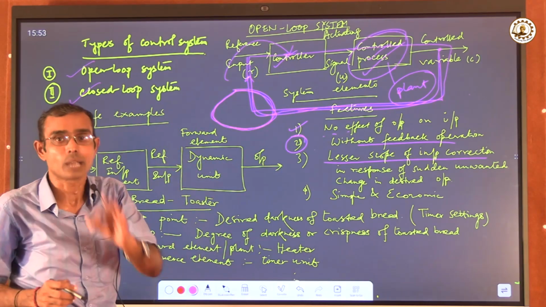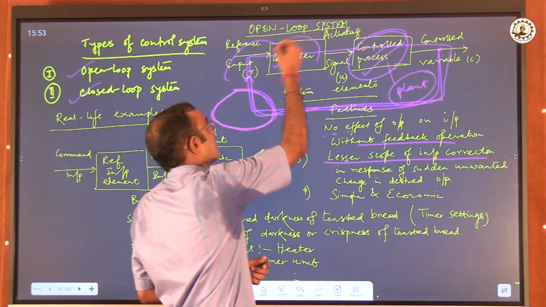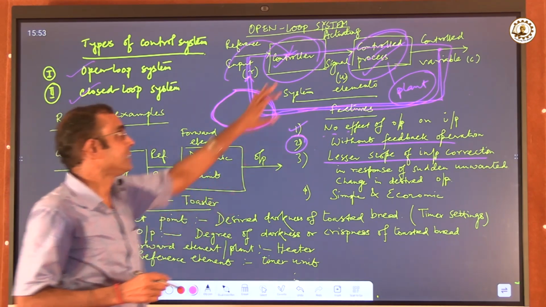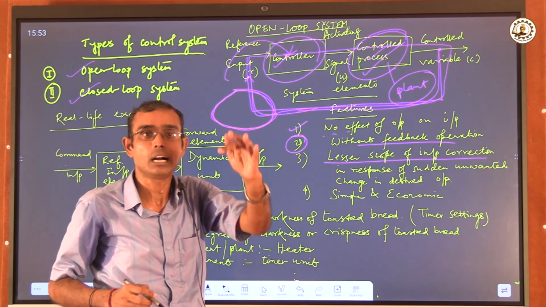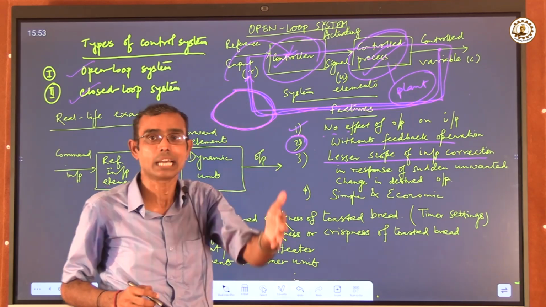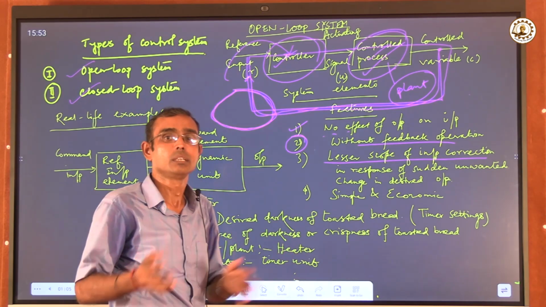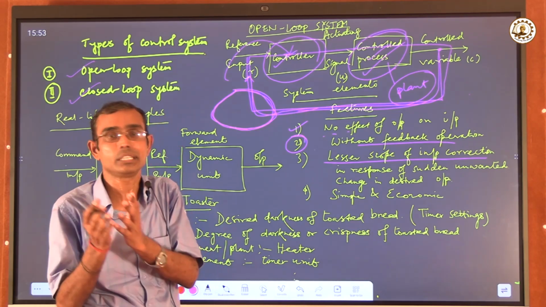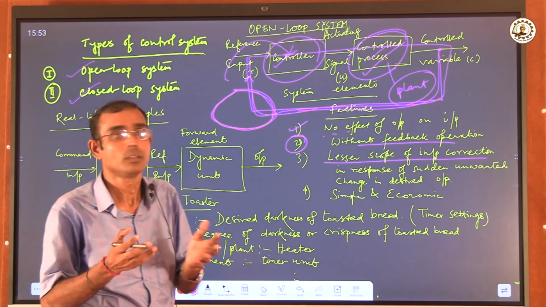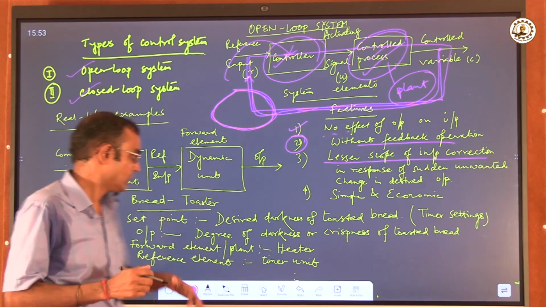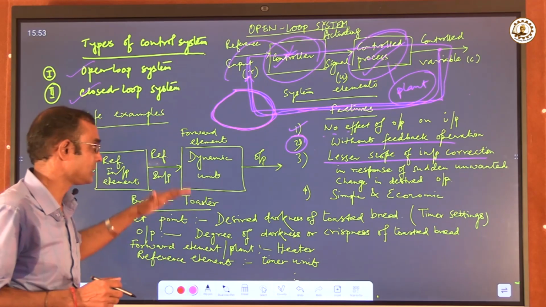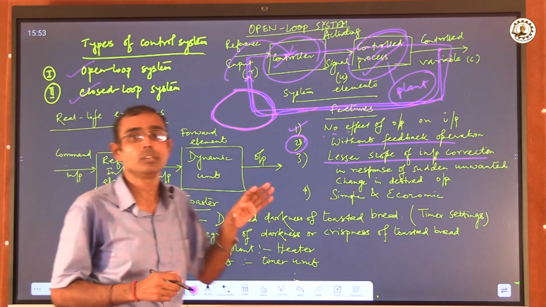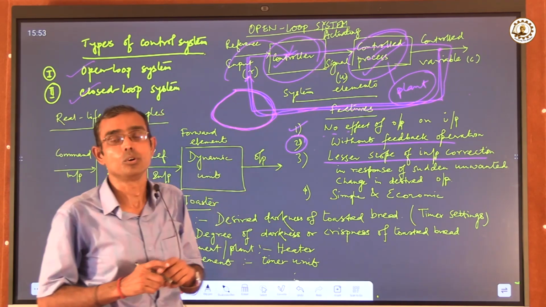That means this timer is nothing but this portion, this element, the controller here. So that timer will be operating up to the set point, up to the set time, and according to which the bread will be getting the proper color, the desired texture, desired crispness and hardness or darkness. So this is how we can say that this example of bread toaster is a very good real life example of open loop control system.